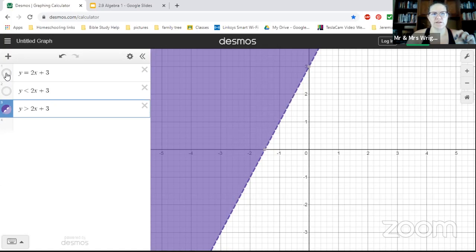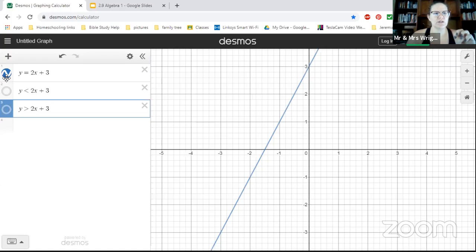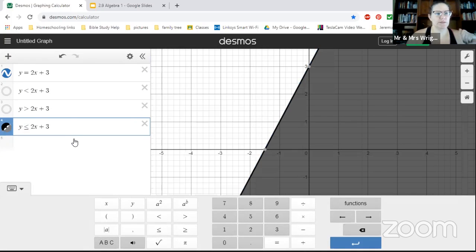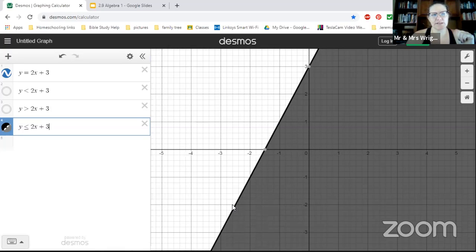Okay, let's turn back on this first one. That's that solid line again. So you see they're all around the same equation. Well, what if I wanted y is less than or equal to 2x plus 3? Okay, it graphed that one in black. And you can see here that it's a solid line. And it's showing us that it's an inequality here, that one side's shaded and the other's not. Right here we have the shaded region, right?